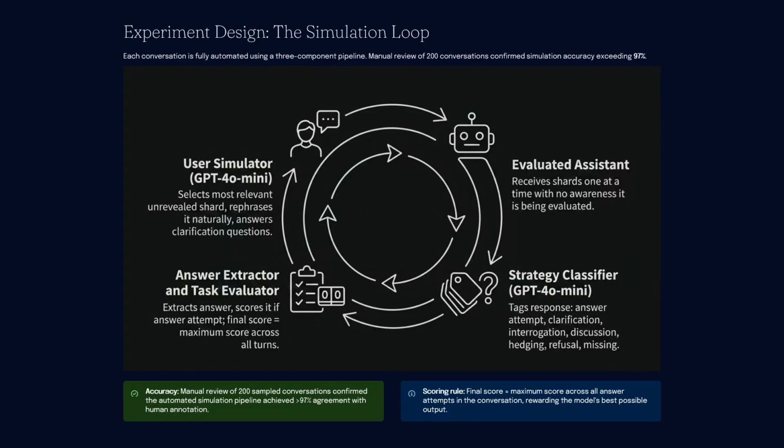Each conversation uses three automated components: a user simulator that reveals one shard per turn, the evaluated assistant which never knows it's being tested, and a strategy classifier plus an answer extractor which scores each response. Final score equals the best attempt across all turns. Manual review confirmed 97% pipeline accuracy. So now over to Bargo for the results.